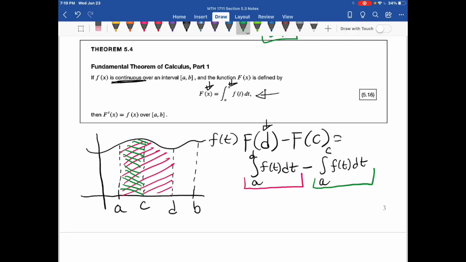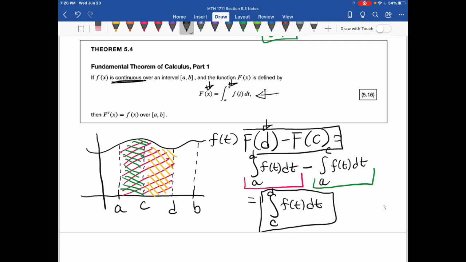So if I take that entire pink area and I subtract off the green area, what I'm left with is just this area here that I'm highlighting in yellow, the area between C and D. So if I rewrite the statement using integral notation, if I want the area under the curve of f of t on the interval from C to D, then I'm going to write it like this.